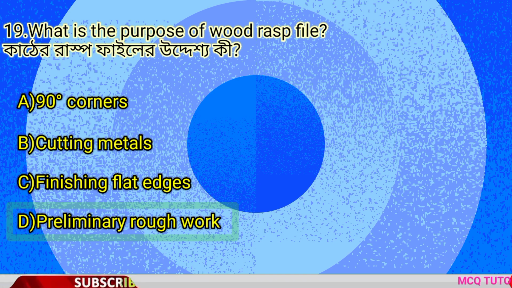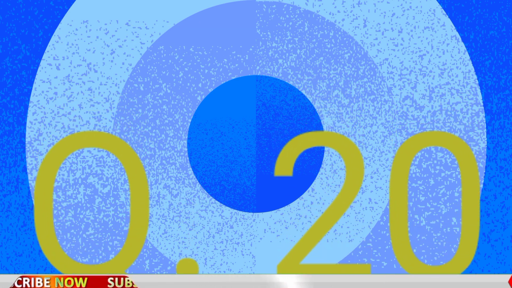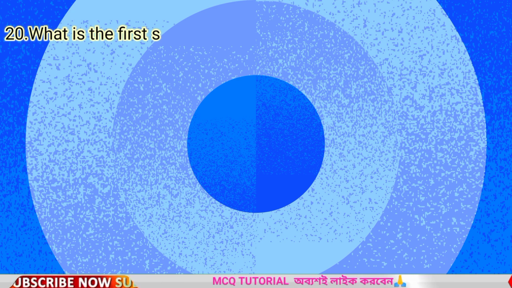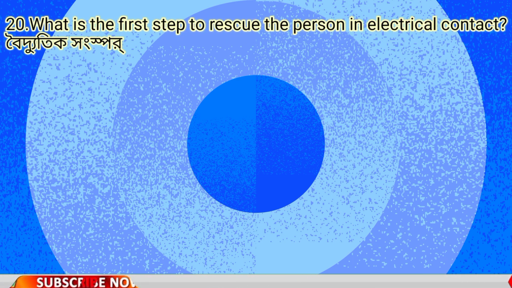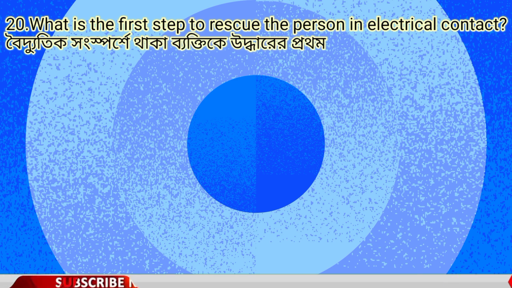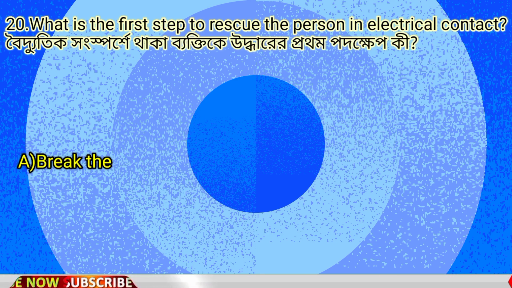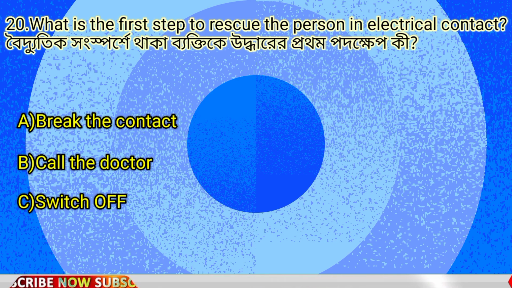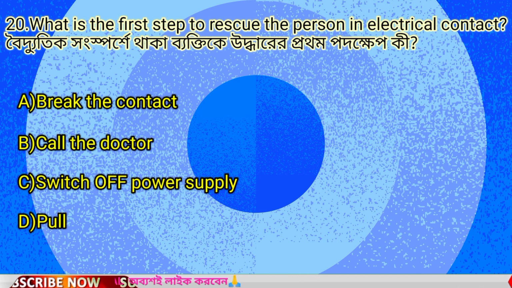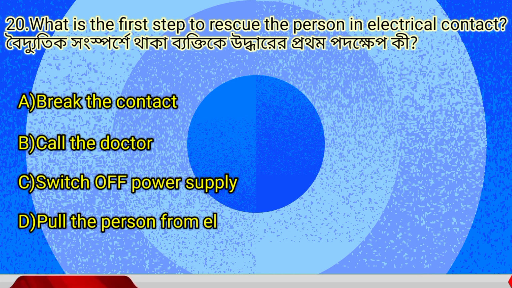The answer will be option D, preliminary rough work. What is the first step to rescue the person in electrical contact? Option A, break the contact. Option B, call the doctor. Option C, switch off power supply. Option D, pull the person from electrical contact.